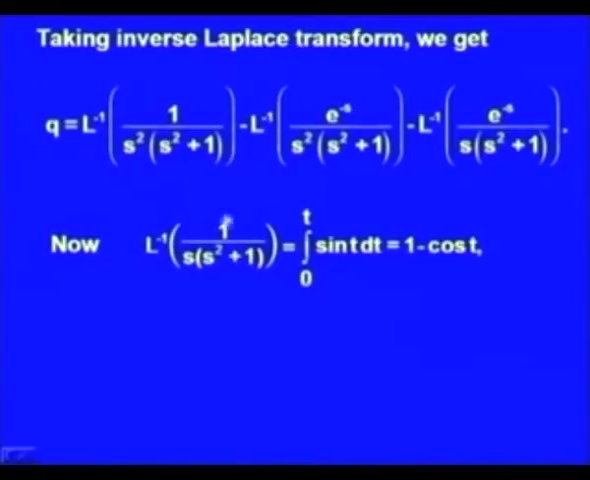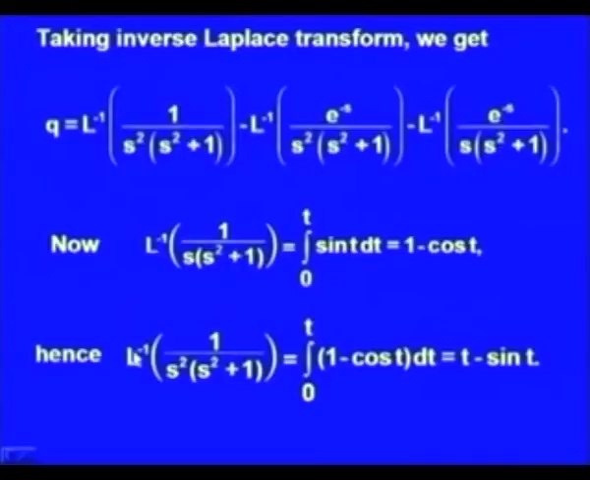Now, we know that the inverse transform of 1 over s square plus 1 is sin t. So, inverse transform of 1 over s into s square plus 1 we can write as integral over 0 to t of sin t dt, because we know that Laplace transform of integral over 0 to t of f(t) dt is F(s) by s, where F(s) is the Laplace transform of f(t). So, making use of that theorem, we have inverse transform of 1 over s into s square plus 1 equal to integral 0 to t of sin t dt, which is equal to 1 minus cos t.